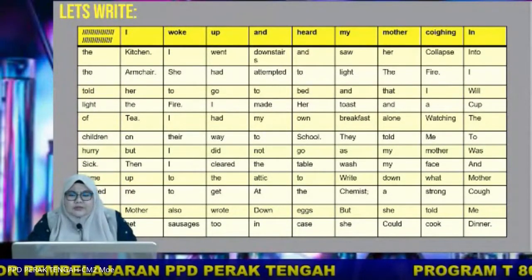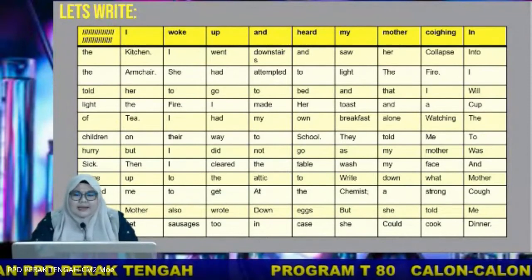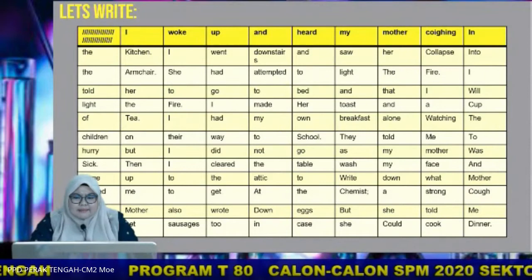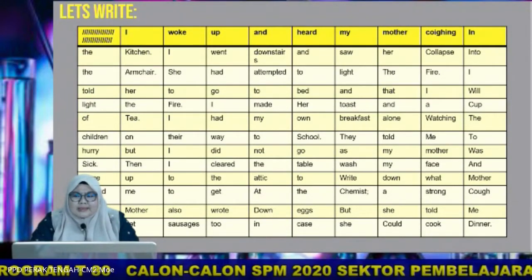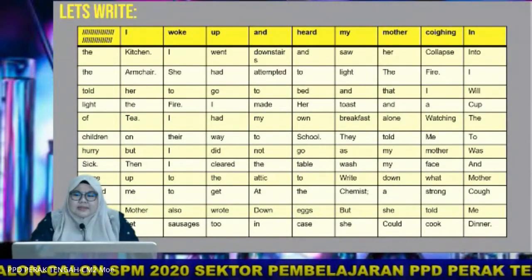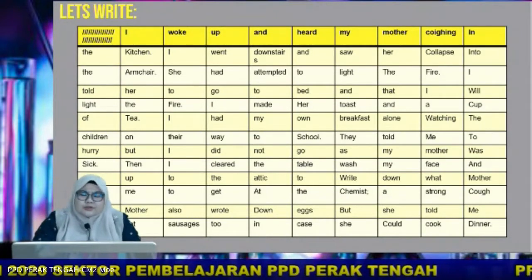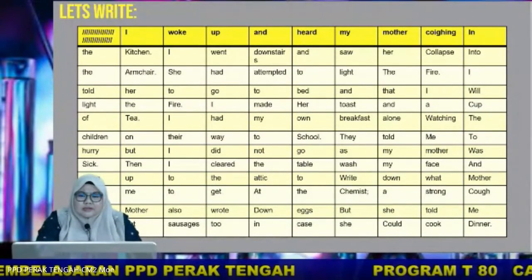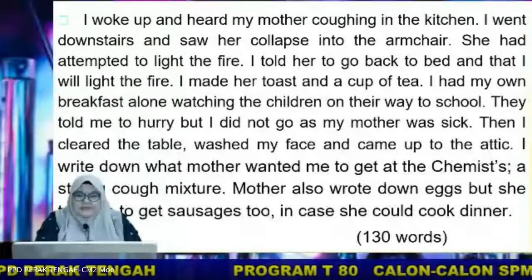They told me to hurry, but I did not go as my mother was sick. Then I cleared the table, washed my face, and came up to the attic. I write down what mother wanted me to get at the chemist, a strong cough mixture. Mother also wrote down eggs, but she told me to get sausages too in case she could cook dinner. So this is the one in the box.